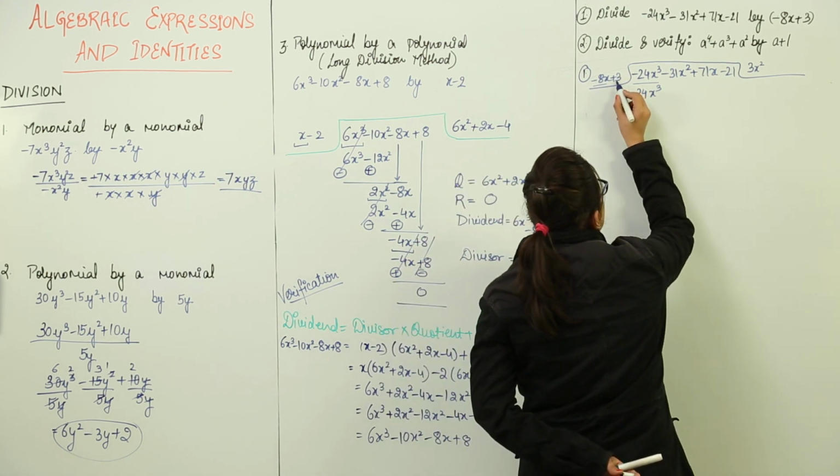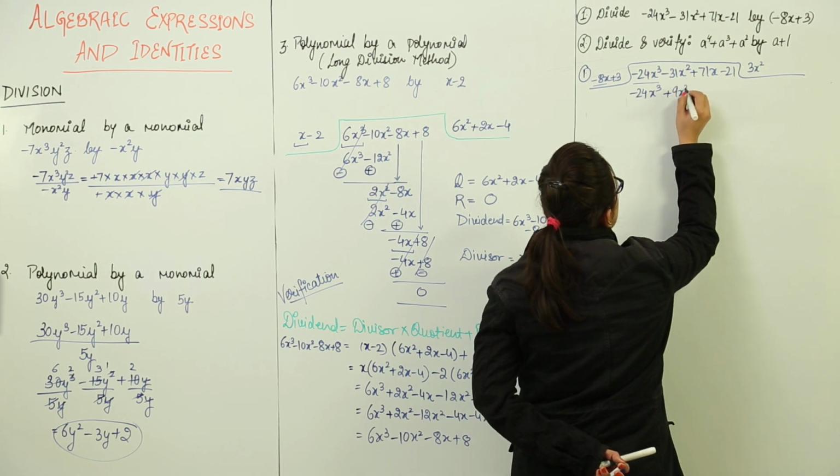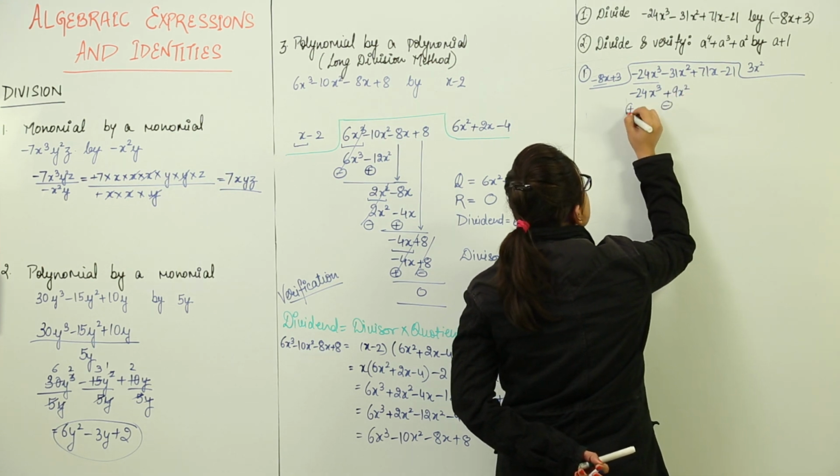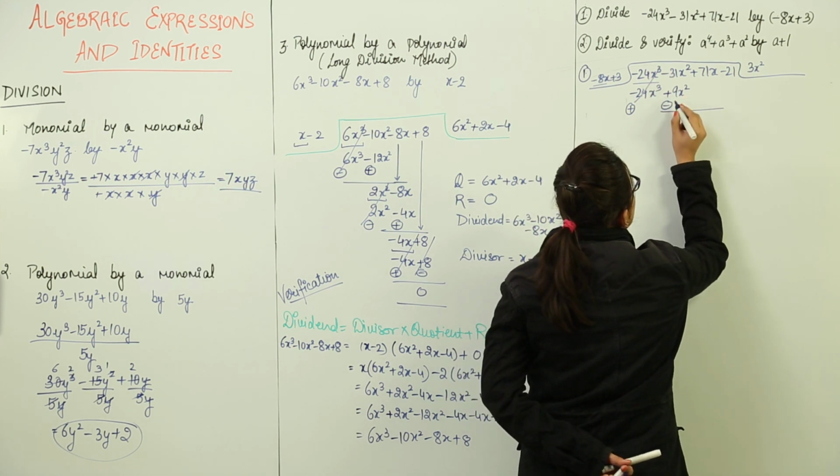Now we multiply plus 3 with 3x square. That becomes 9x square. Now we change the signs. This gets cancelled. What are we left with? Minus 31 minus 9.